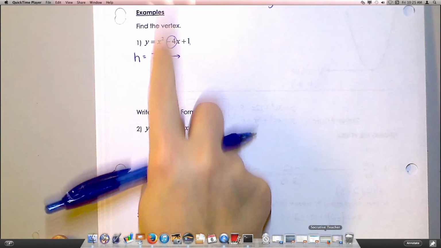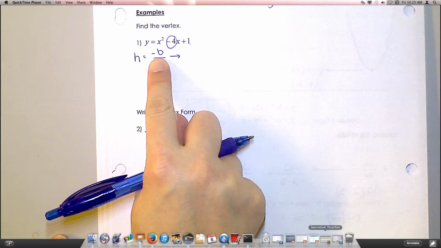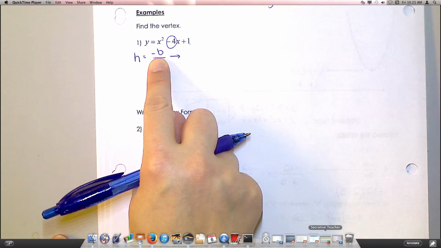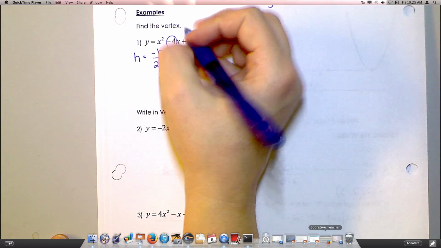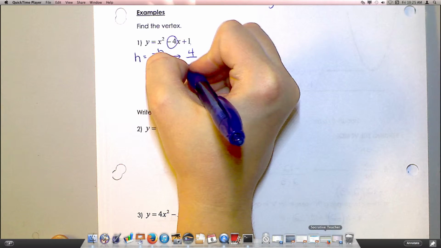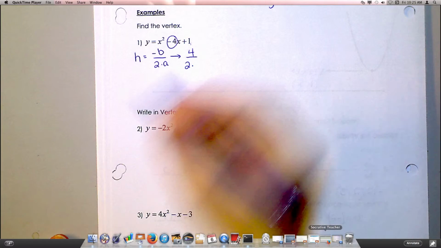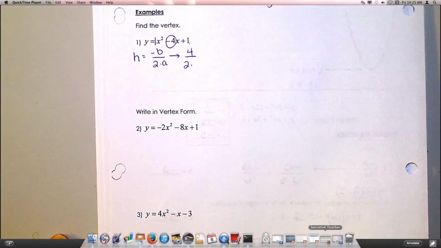So if I want negative b, I would be using positive 4. Yep, a negative negative is a positive. So positive 4 over 2 times, what's my a value? 1. Yeah, it's the number that's in front of x squared. For a, b, and c, you're never going to have x's. Okay, it's only going to be numbers.